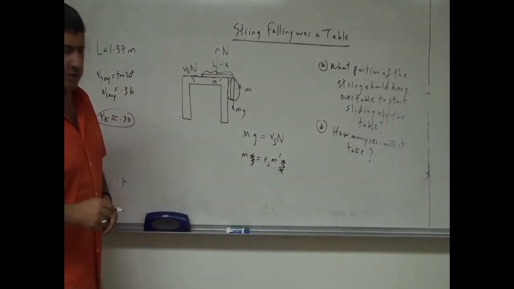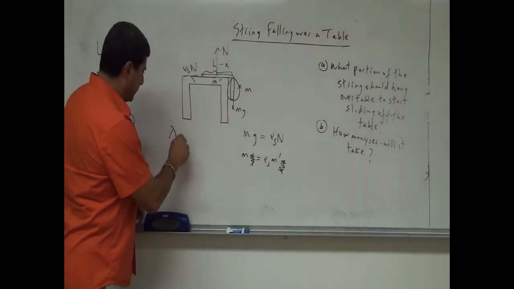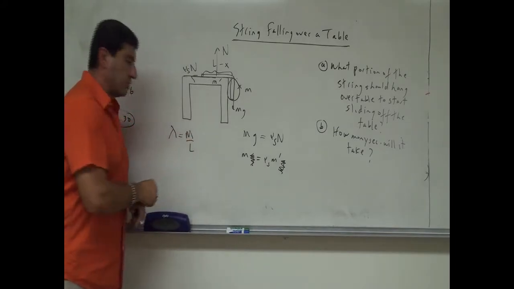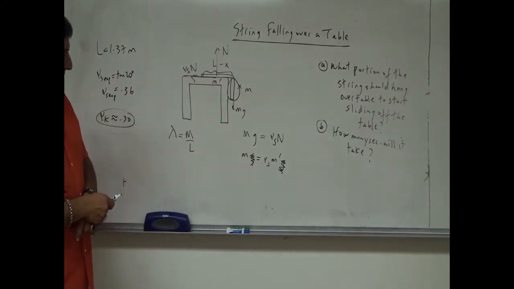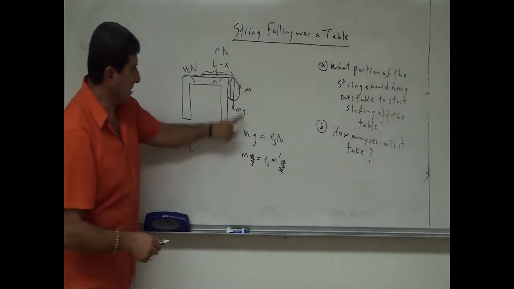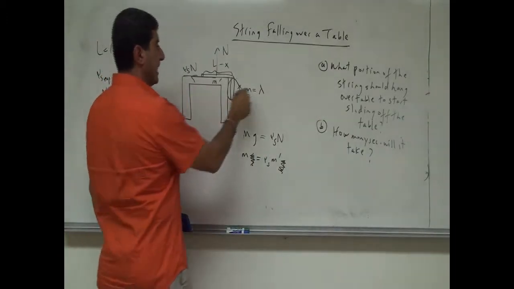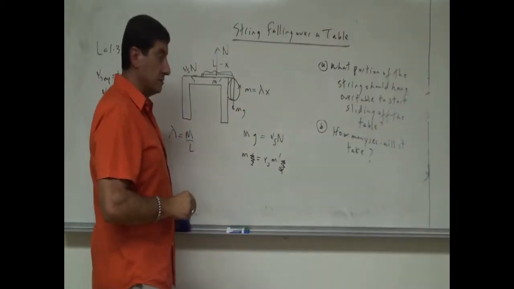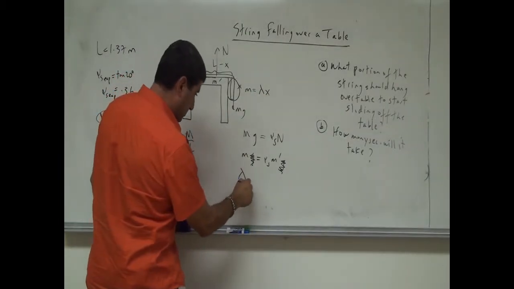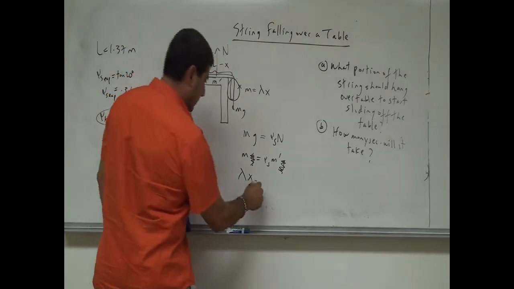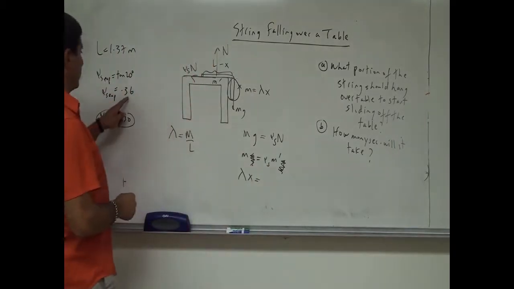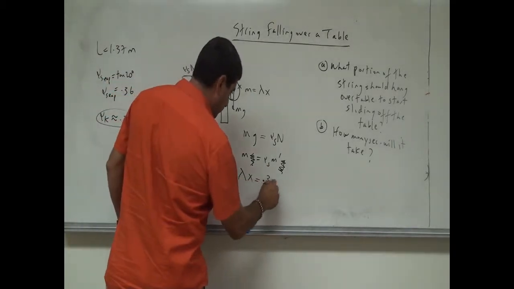Then I can define something known as linear mass density. Lambda is equal to the mass of the string over the total length of the string, right? So then I can say the little m is going to equal the linear mass density of the string times the length of the hanging portion, right? So then I can put that here, lambda x. Then I can set this equal to mu s, and my mu s was 0.36.